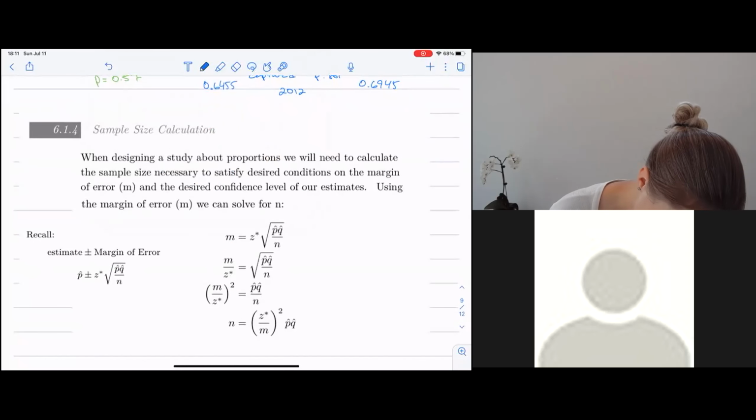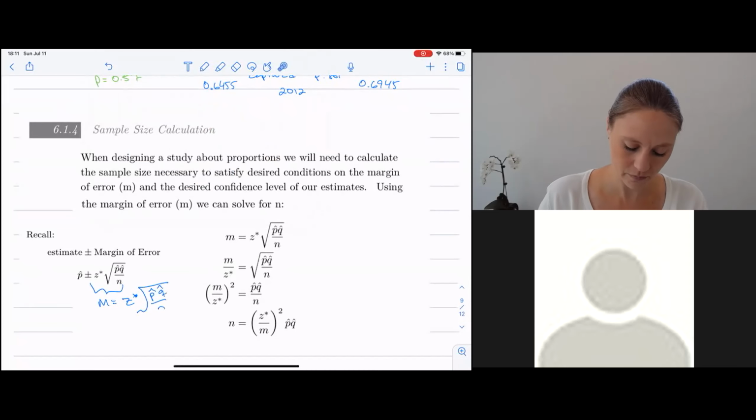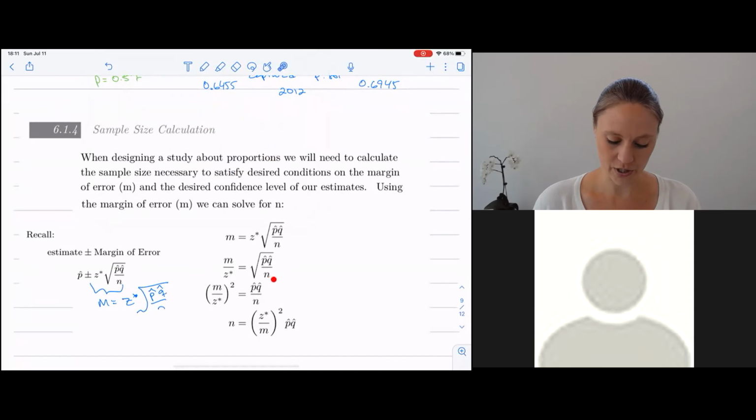So here, M equals Z star times, oops, let me make a nicer square root here, times the square root of P hat Q hat over N. So if we're trying to solve for n, it's kind of deep down here in the square root, so we slowly have to unravel it.